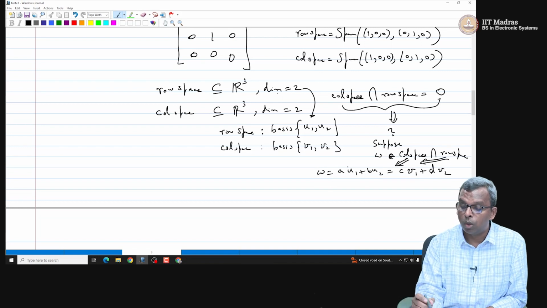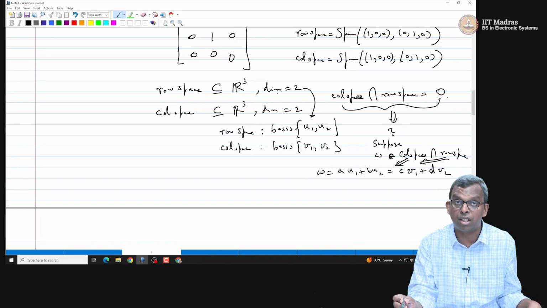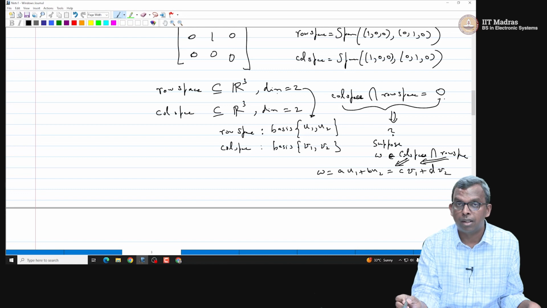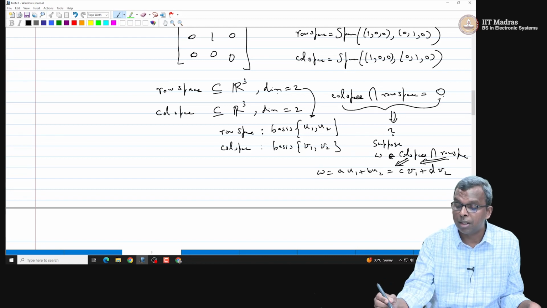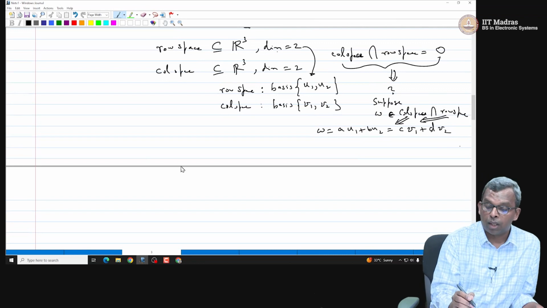Okay. Now, if it belongs to the column space and row space, and you have something like this being true, this will have to be 0. Anytime you have a u1 plus b u2 equals c v1 plus d v2, you should have this being 0, okay. Otherwise, it violates the requirement that I have here. I need column space intersect row space equals 0, okay. So, what does that mean? It means you have 4 vectors here, u1, u2, v1, v2, in R3.